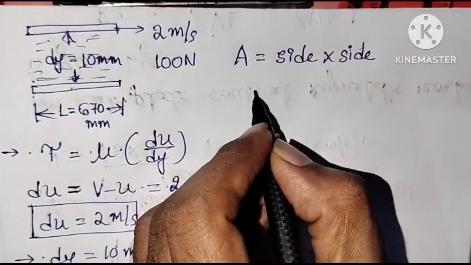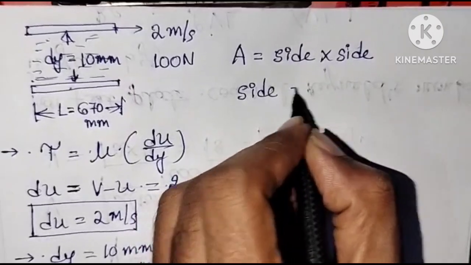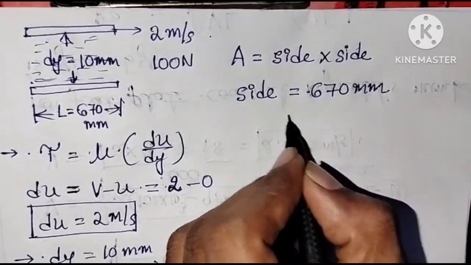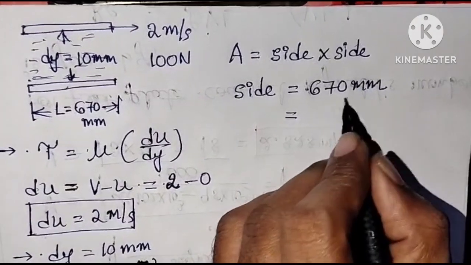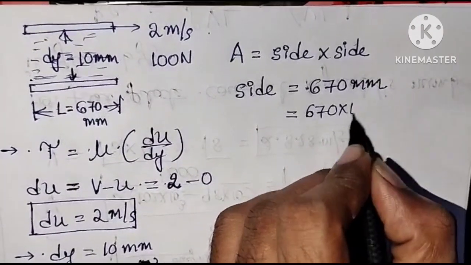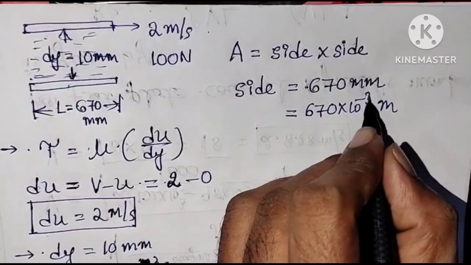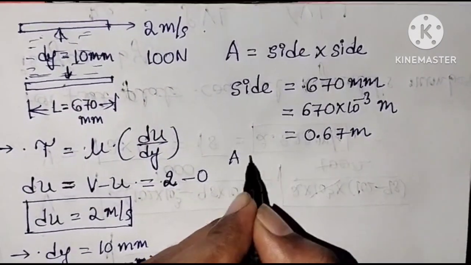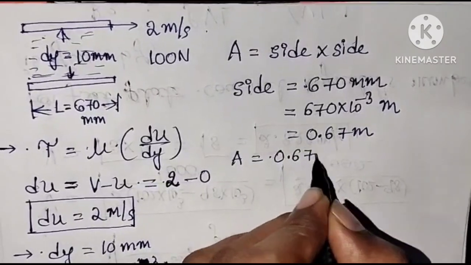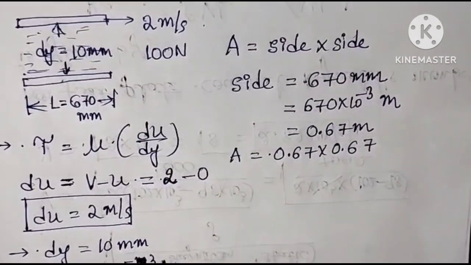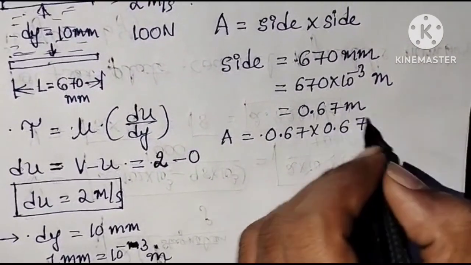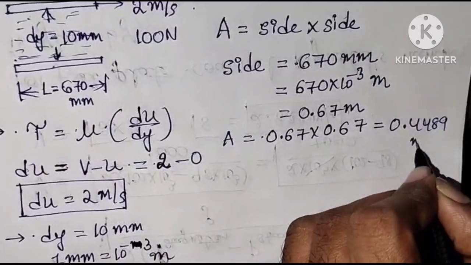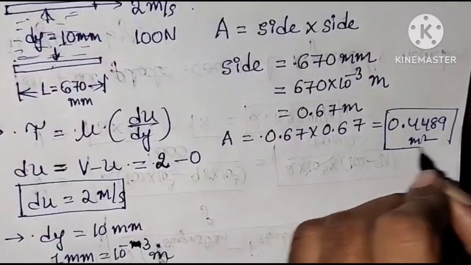Now side is equal to 670 mm. We know that 670 mm is equal to 670 into 10 to the power of minus 3 meters, so you will get 0.67 meters. Now area is equal to 0.67 into 0.67. If you calculate, you will get around 0.4489 meters square. So this much is the area of the plate.